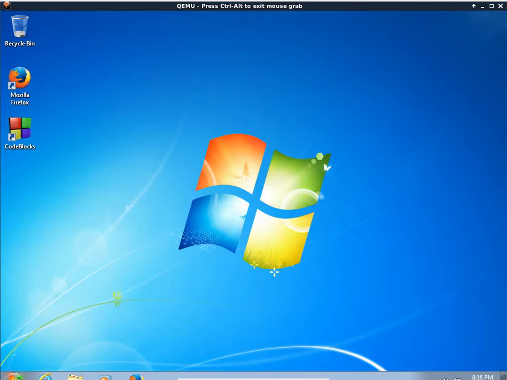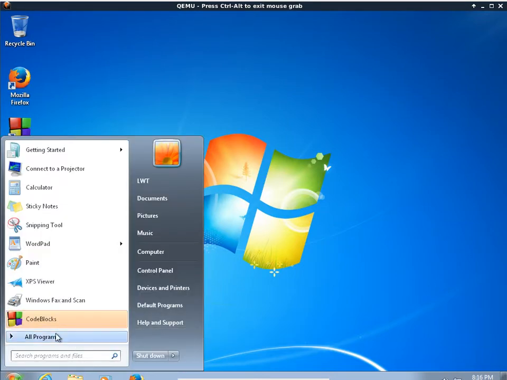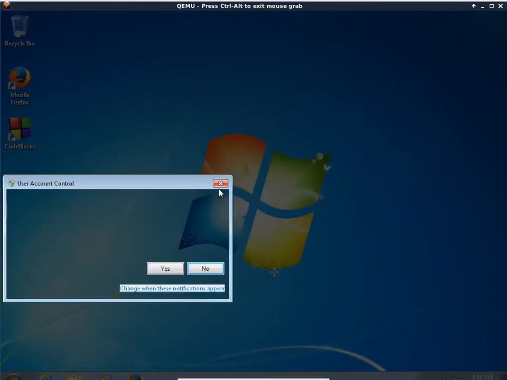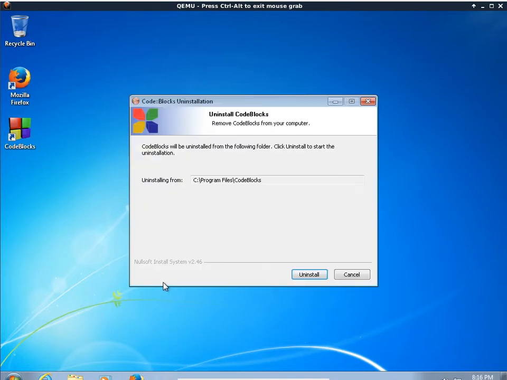So the first thing I'll do is uninstall it first. So I'm going to go to Code::Blocks and uninstall it first. So there you go.